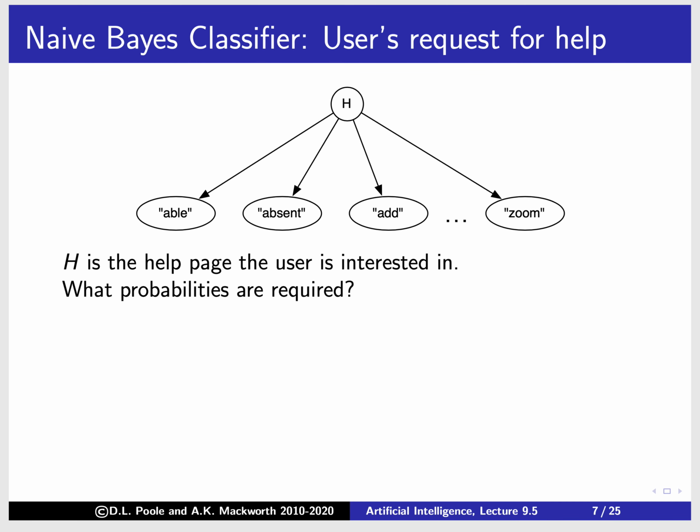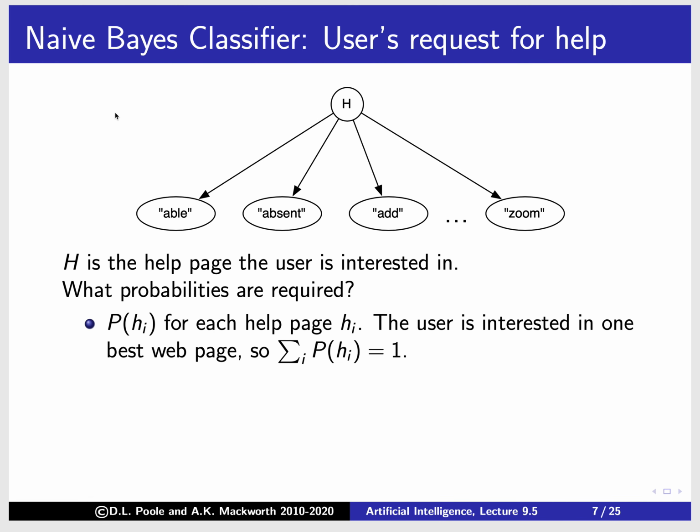Just by looking at this, you know what probabilities are required. There's a probability of H_i for each help page, so there's a value of H for each help page. The user is interested in one help page, so the sum of all of these is 1. We're assuming they're interested in a help page because they're using Microsoft Help. So we have a distribution over help pages.